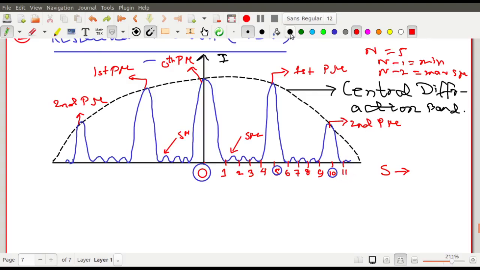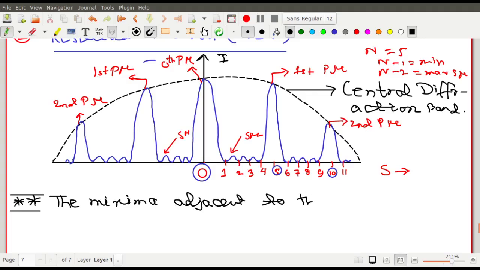So this is the whole matter. And here I am writing something with a star. You will not write this in your note, but this will be required in my next class, so I am preparing it now only. The minima adjacent to the nth principal maxima is given by m equals small n capital N plus 1. So that is what you can find from the picture.